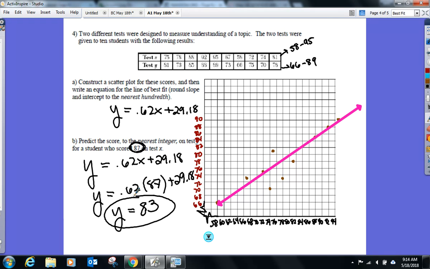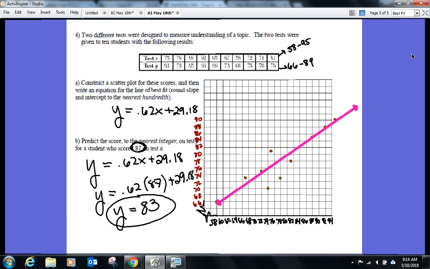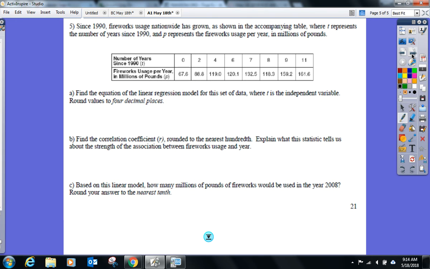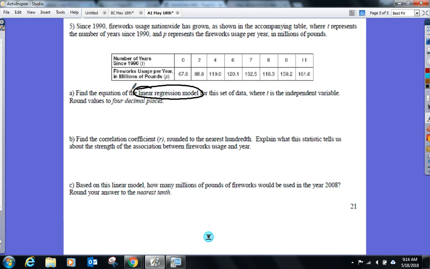Anything there? Because we got one more to do. No Regents questions today. One more to do. Let's go. Number 5, the fireworks question. Right off the bat, part A. Find the equation of a linear regression model. Where are your numbers going to go now? List. Let's go. Put them in a list.